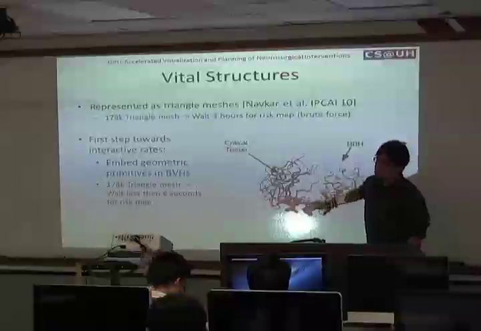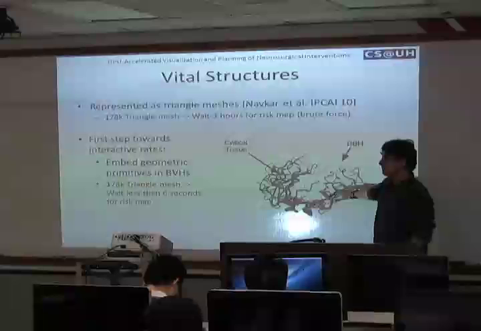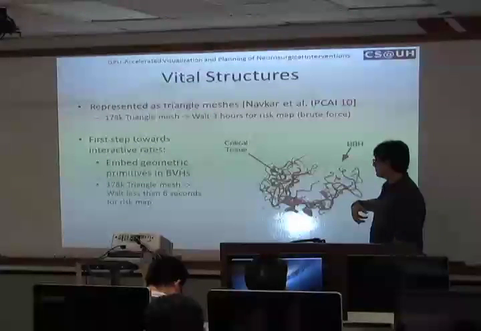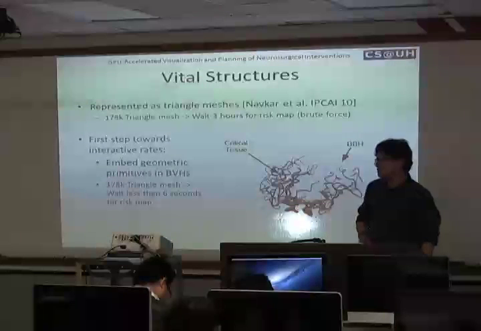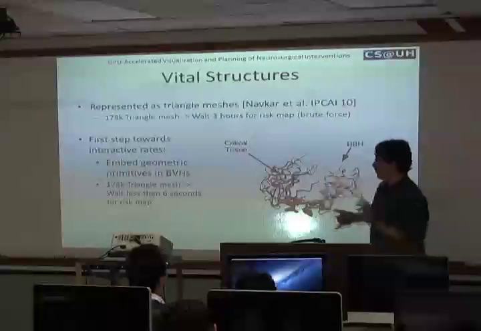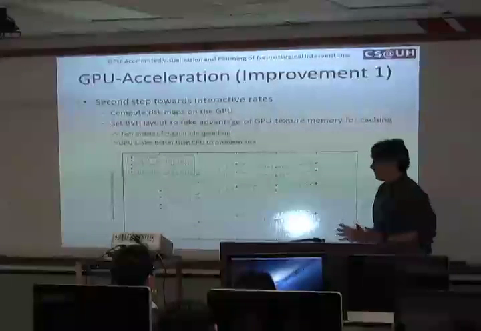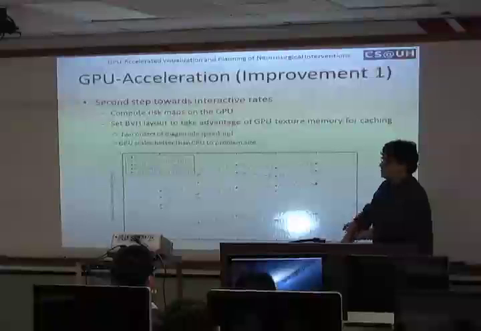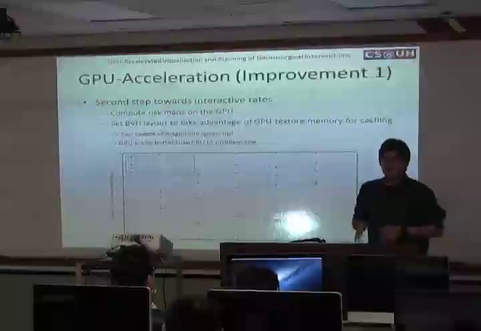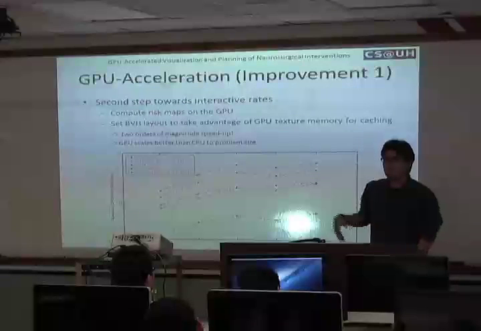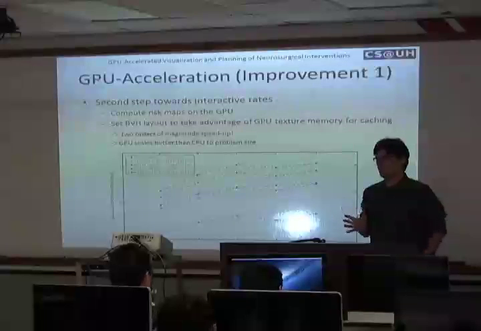This little algorithmic improvement changes the computation of the risk for one pathway from linear to logarithmic in the number of both points and triangles on that mesh. The second thing we implemented on the GPU, and we do a very efficient traversal of the BVH that exploits GPU texture memory for caching.